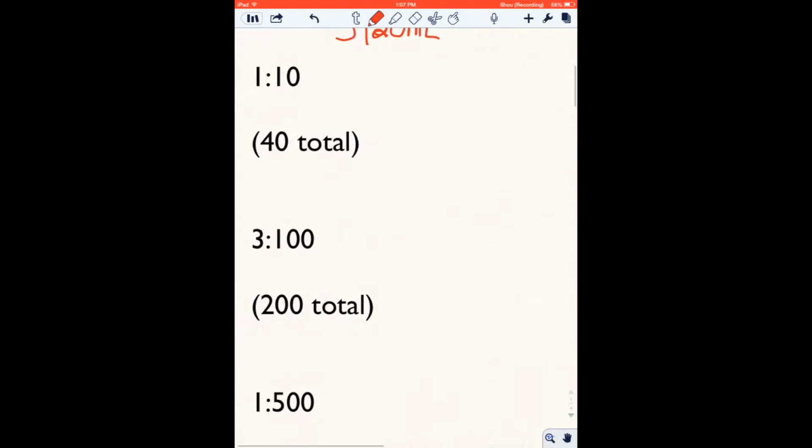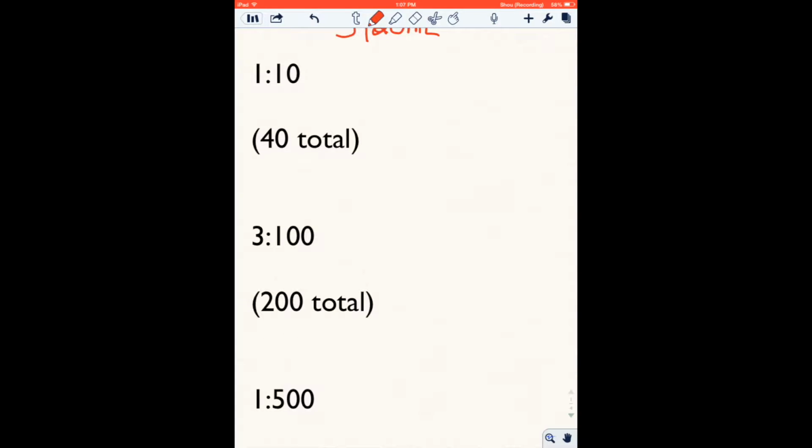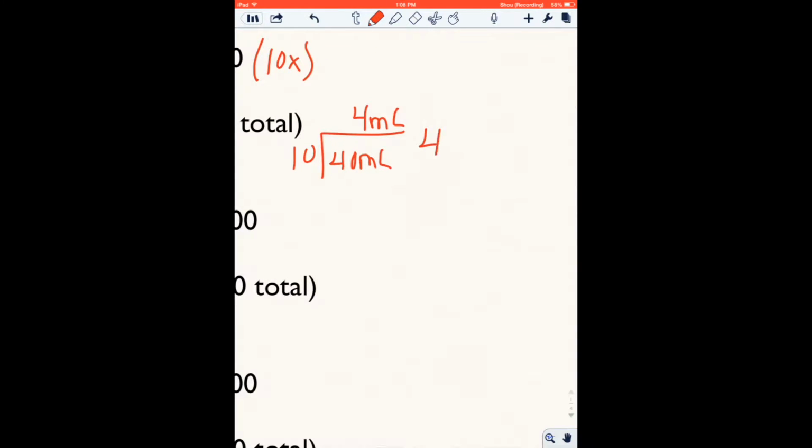Taking this 1 to 10, we could also say this is a 10x dilution, and we have a 40 mil total. So we pretty much follow the exact same idea. We have 40 mils total that we want with a 10-fold dilution, so that's 4 mils again. In this case, we'd have 4 mils of our concentrated stock with 36 mils of our solvent or diluent.